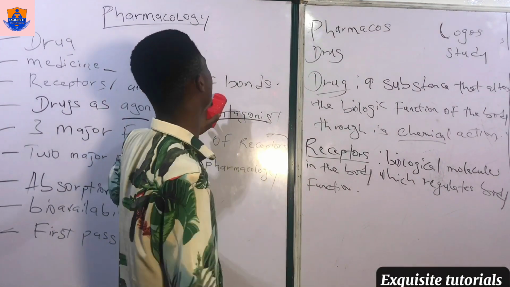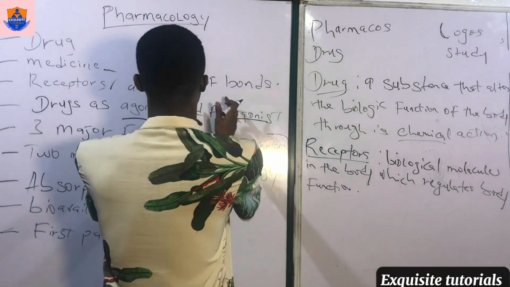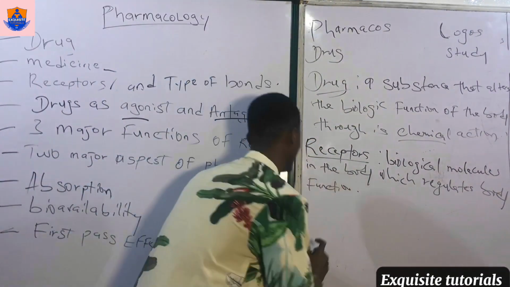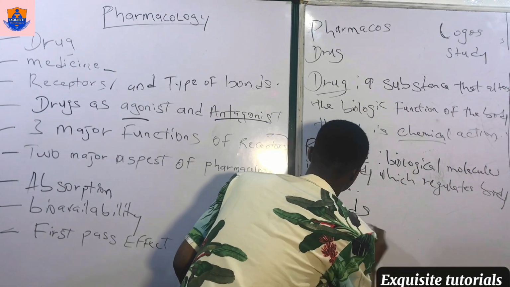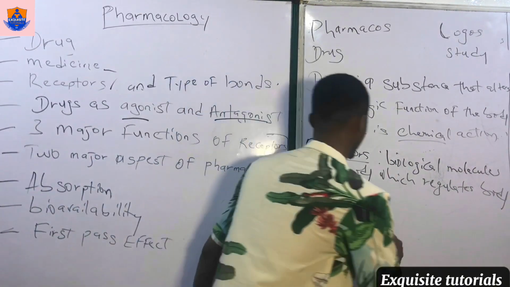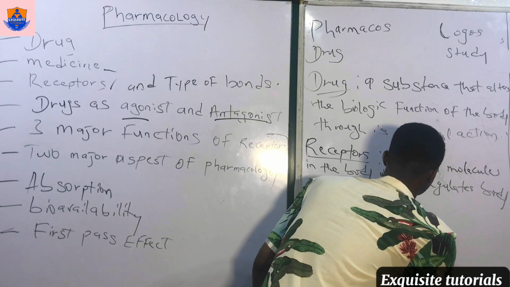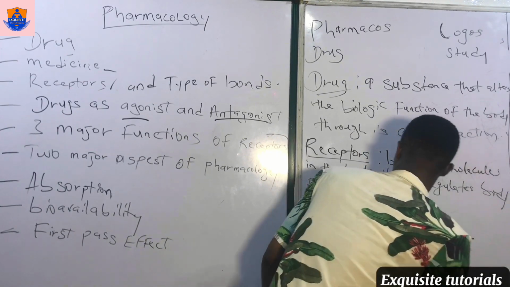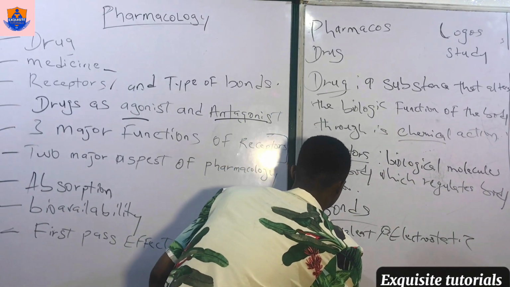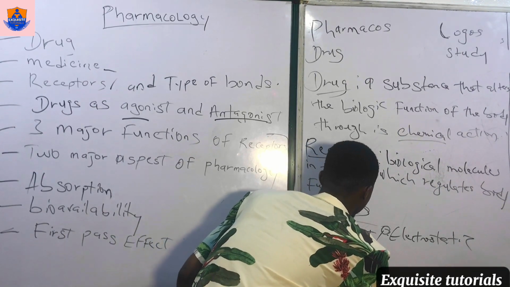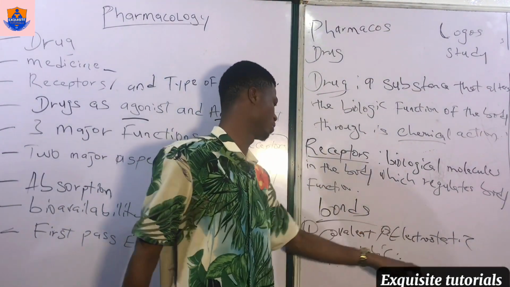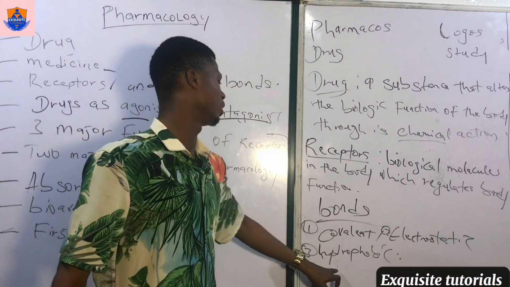But before then, let's talk about the three bonds that happen between drugs and receptors. Remember, I made you to understand that drugs bind to receptors. There are three bonds. We have covalent. One is covalent. The other one is electrostatic. And the last one is hydrophobic. These are the three main bonds that occur between drugs and receptors. Your covalent, electrostatic, and hydrophobic.